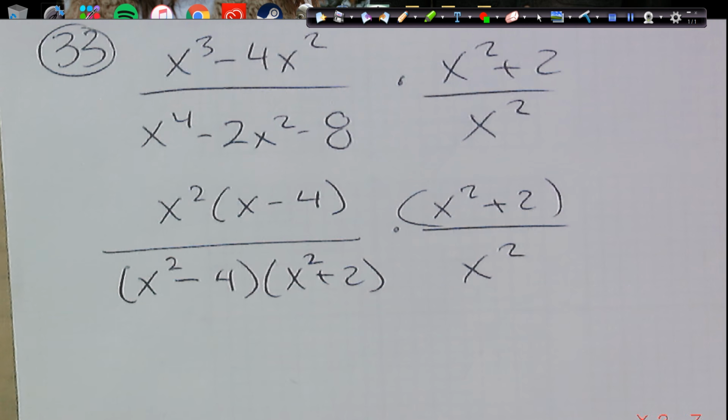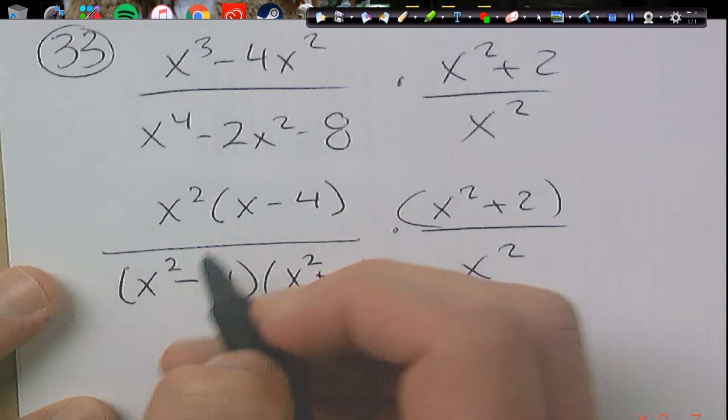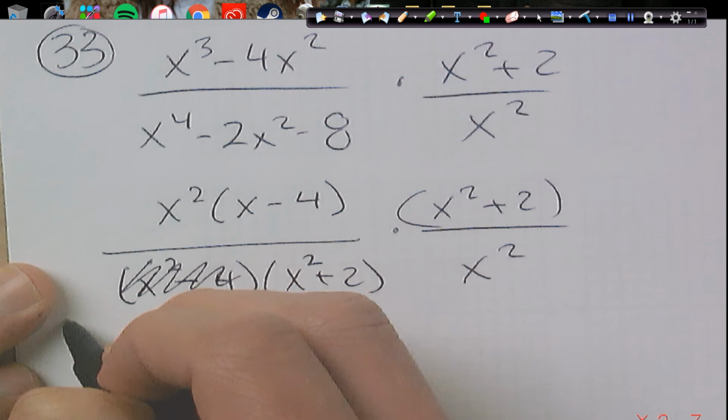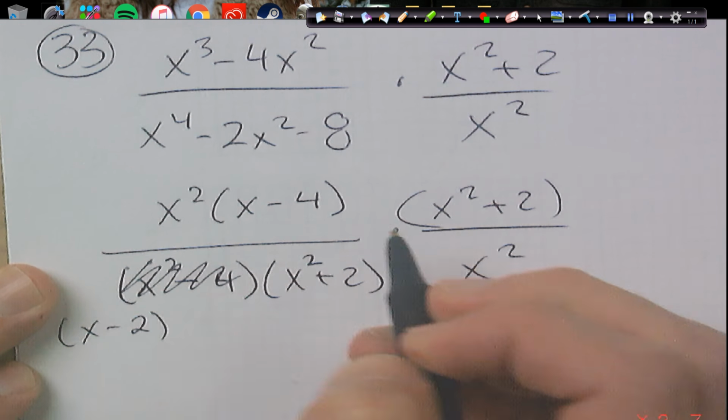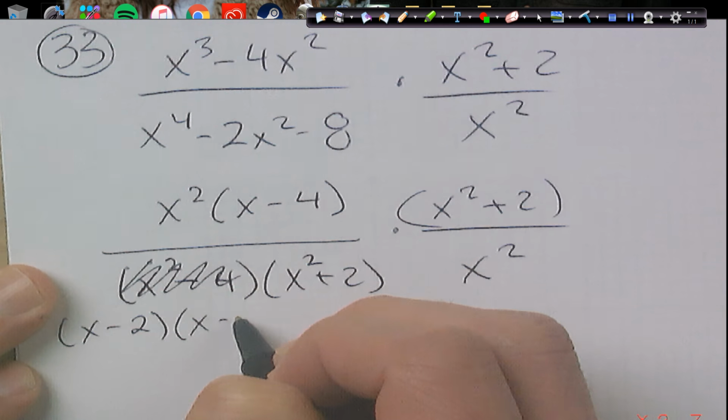So all I have to do is match what I can cancel out. Okay? Ooh, I didn't fully factor. X squared minus 4, that's a difference of perfect squares right there. So we can actually factor that even further to x minus 2 and x plus 2.